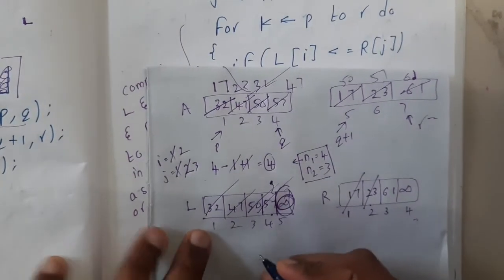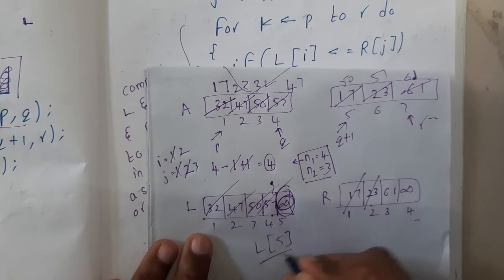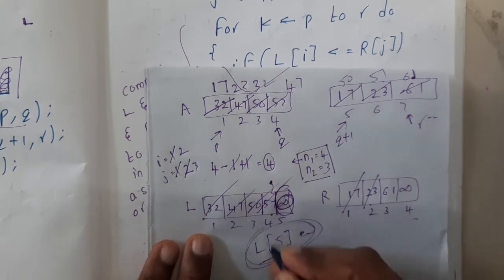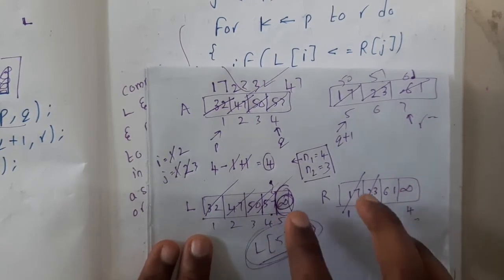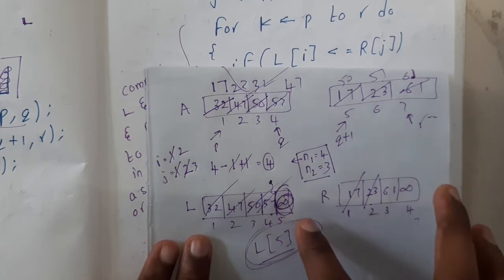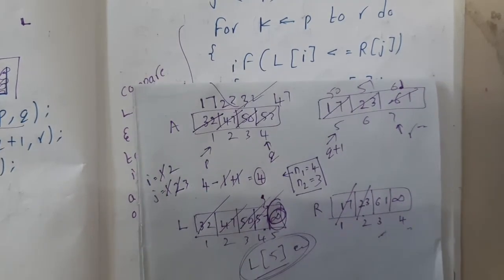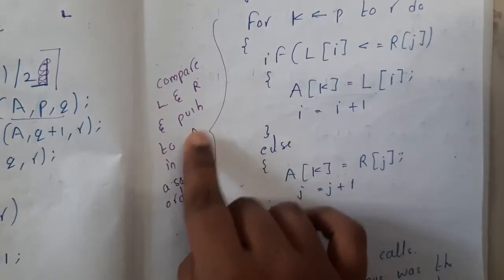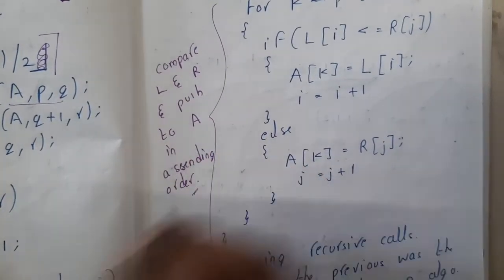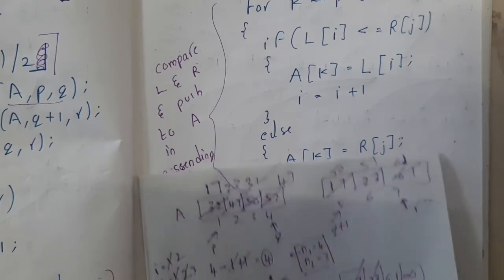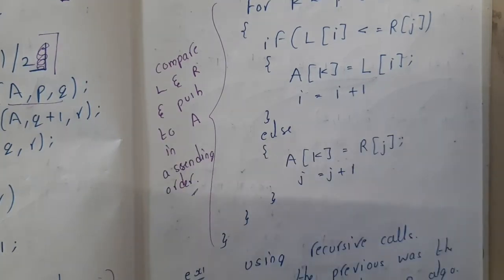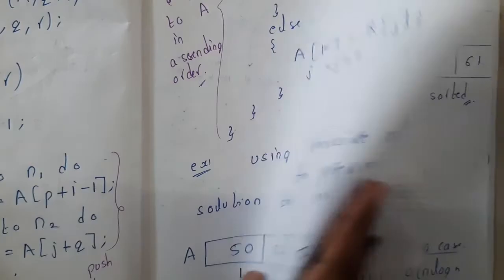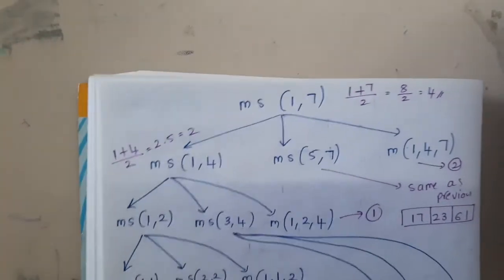If you try to get L of 5 beforehand, you will get an error. To resolve that issue, we just put infinity. If you compare infinity with something, that something will always win. That is the logic of the comparison, and that is how the code works. So compare L and R and push to A in ascending order. That is the only logic being applied. Now you have the whole idea. The same logic, using recursion, which I have explained to you, is written here.